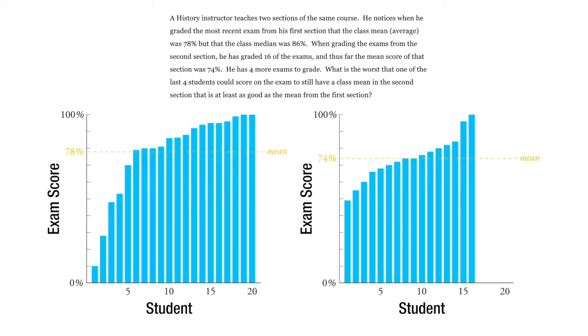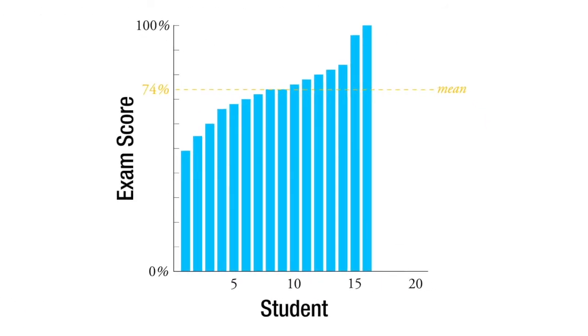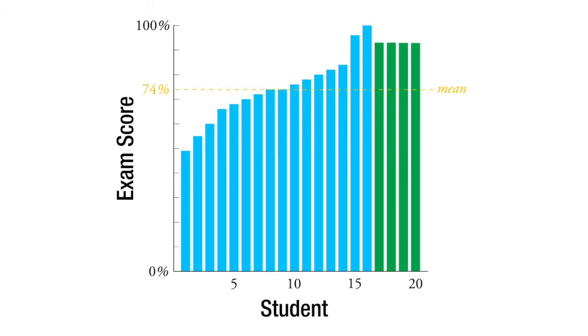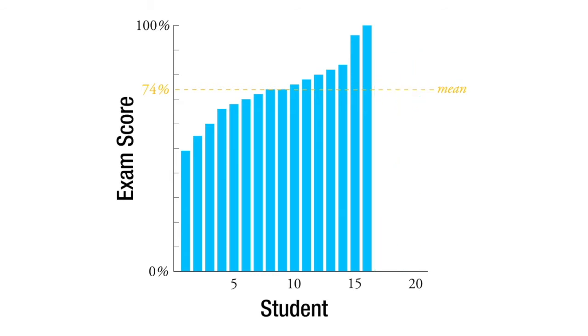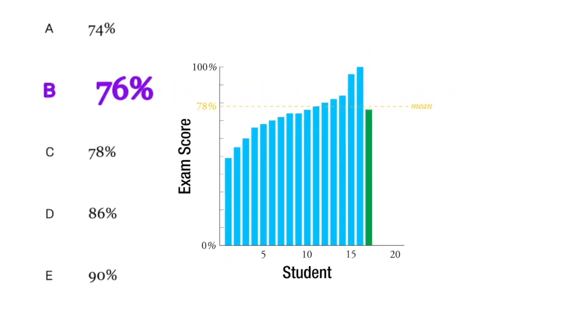All right, let's unpack that because it's pretty complex. Our goal is to have an average that's equal to our first section, and our average in the first section was 78%. So we need an average of 78, and we have 16 of the exams graded, and the average so far is a 74, and we have 4 more to grade. Let's say we're about to grade the next exam: what's the worst this student can do and still get us to a 78 at the end? And the answer is this one, it's 76%. So the worst we can do on one of the final ones and still get to 78 at the end is to have a 76.